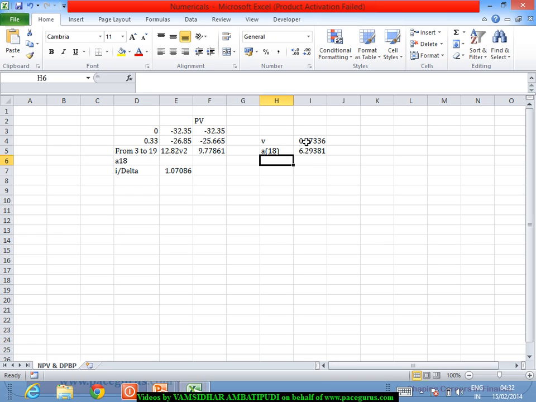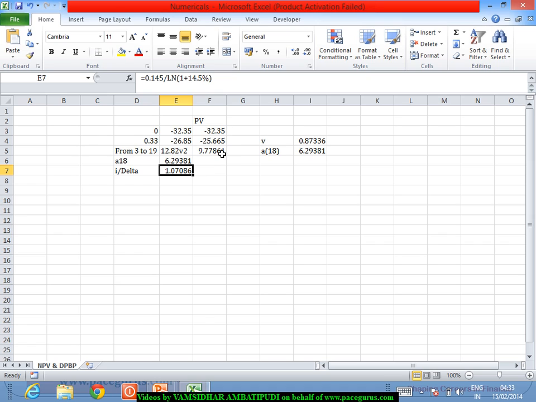Just to verify, corresponding to 15%, your A18 was 6.128. So this should be slightly higher, giving me 6.29, which is working out pretty fine. So my A18 is 6.2938. So now I have all my cash flows in place, right?